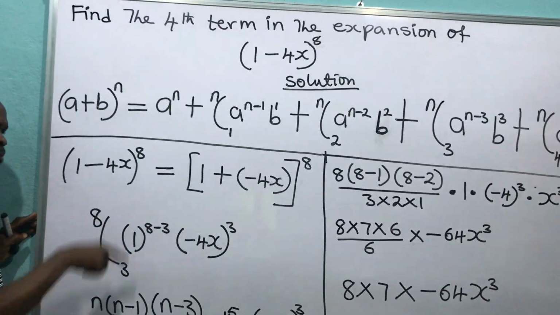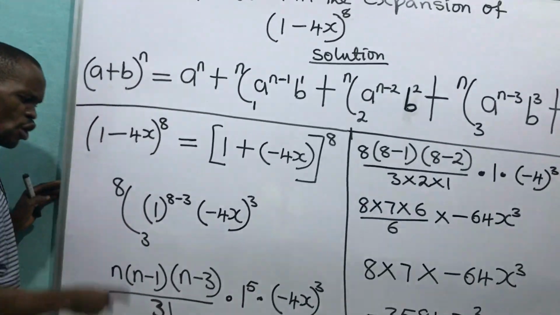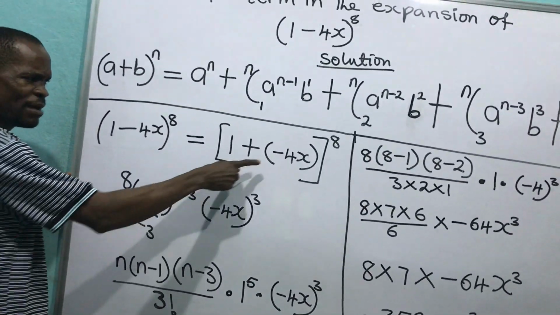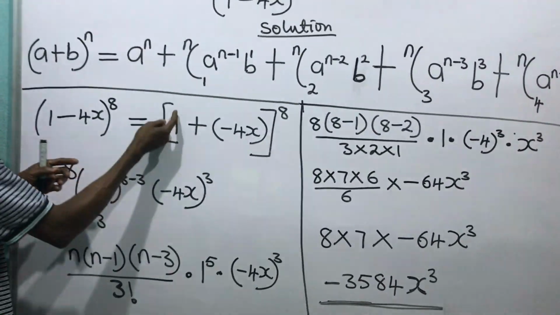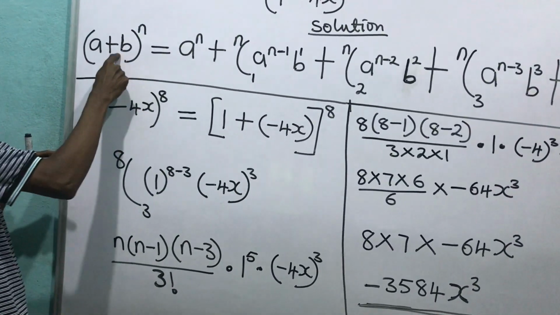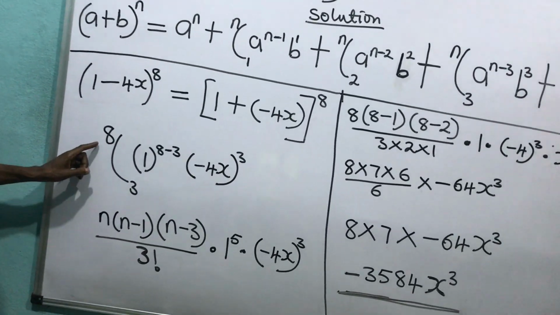Then what happened to the power of B? The power of B will come to what I choose. What am I choosing? 3. And what's my B? My B is minus 4x. That's my B, minus 4x, and this is my A, and this is my B. Now minus 4x will be raised to the power of 3.